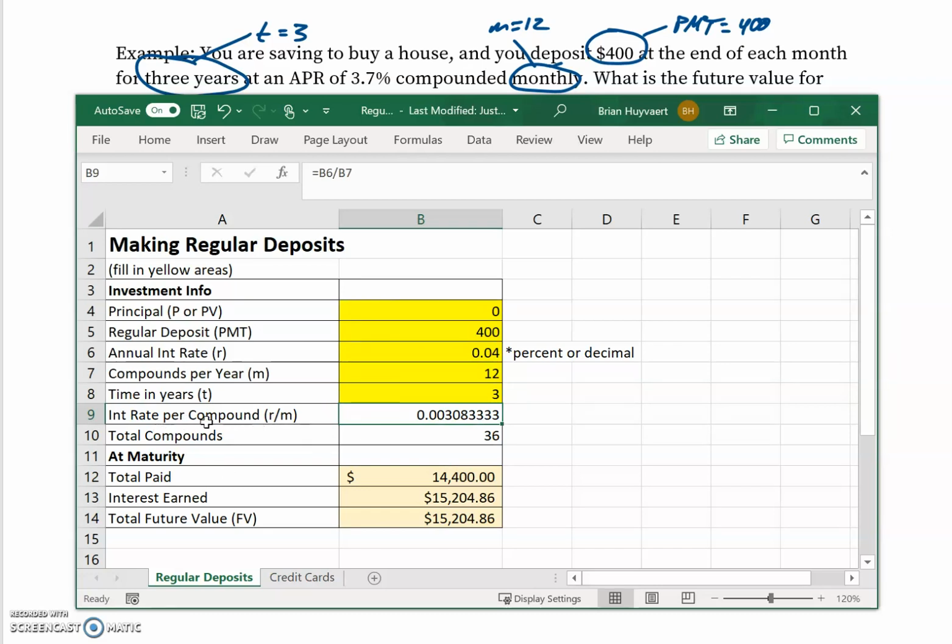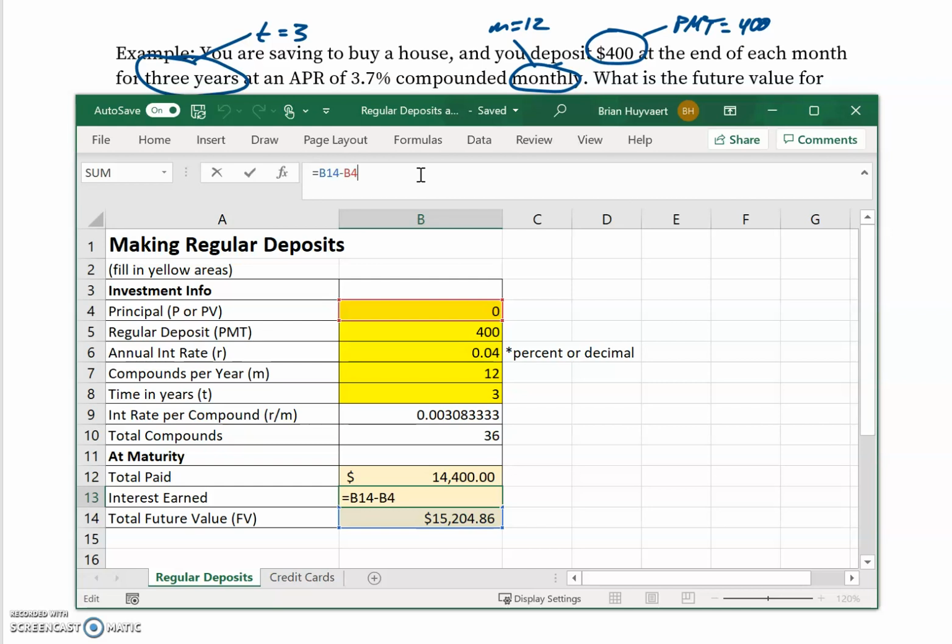I showed you some of the breakdowns, like what is your interest rate per compound, so per month. Here's what we're getting as far as interest. Total compounds is here, so basically we make 12 deposits a year for 3 years, so 36. So the first thing tells us how much did we pay? How much of this is our money? And that's the $400 per month payments over 36 months. So we put down $14,400, and at the end of the day, the interest, well, I should say the future value is $15,204.